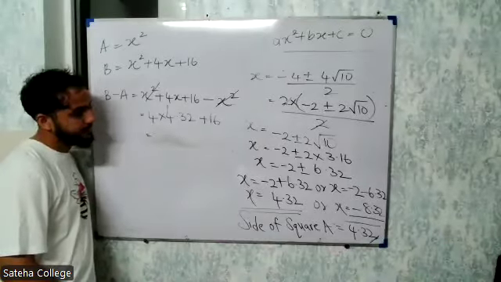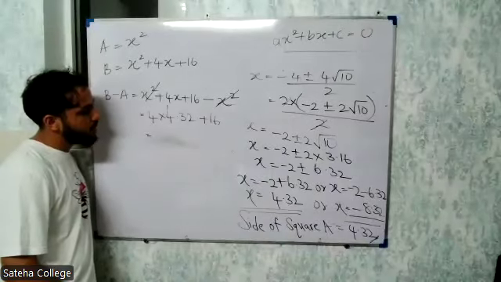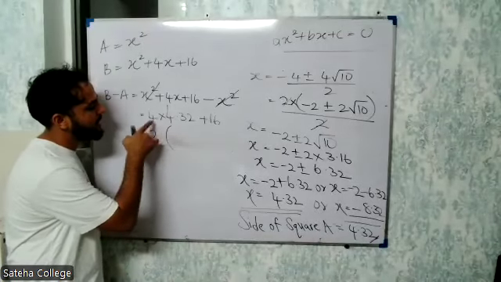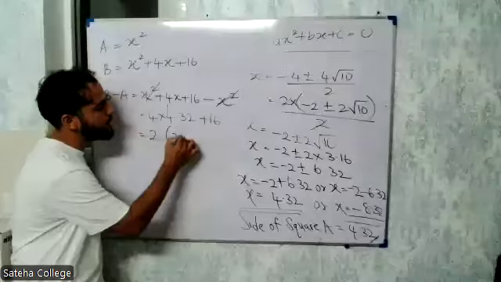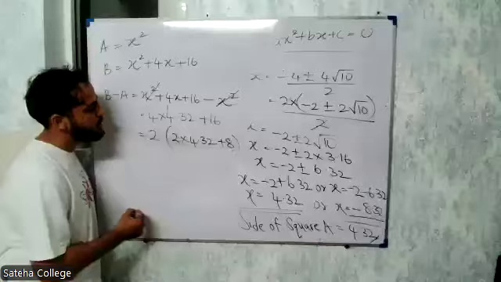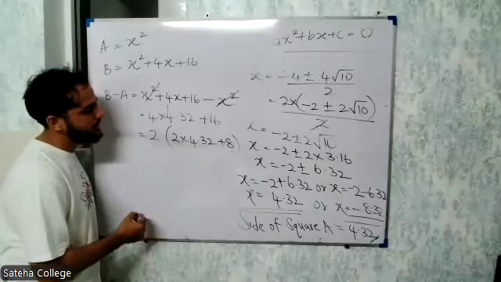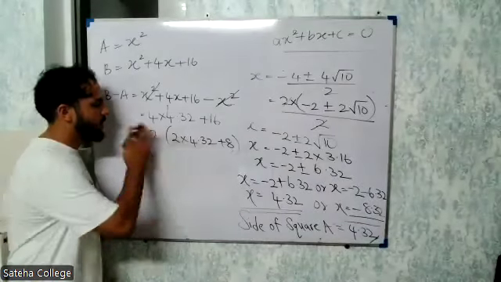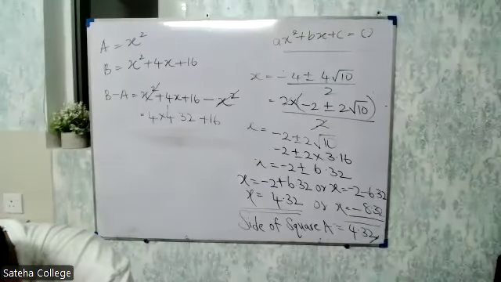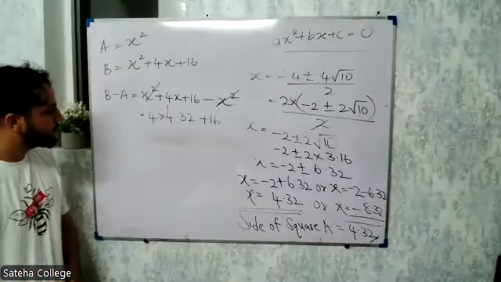Sir, can't we take 2 as the common factor? Yeah, that's a good idea, right? If you take 2 as the common factor, you have 2 into 4.32 plus 8. But then here, we are not getting the answer. Okay, leave it. I'll let you know the answer. Excuse me, sir. 2 into 2.32. Why 2 into 2.32?